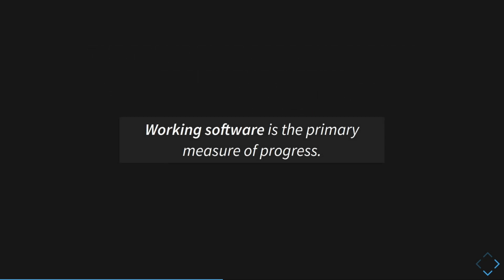Going back to the other agile principles, here we have it again. Working software is the primary measure of progress. So in other words, we're only making progress if we're actually deploying working software.